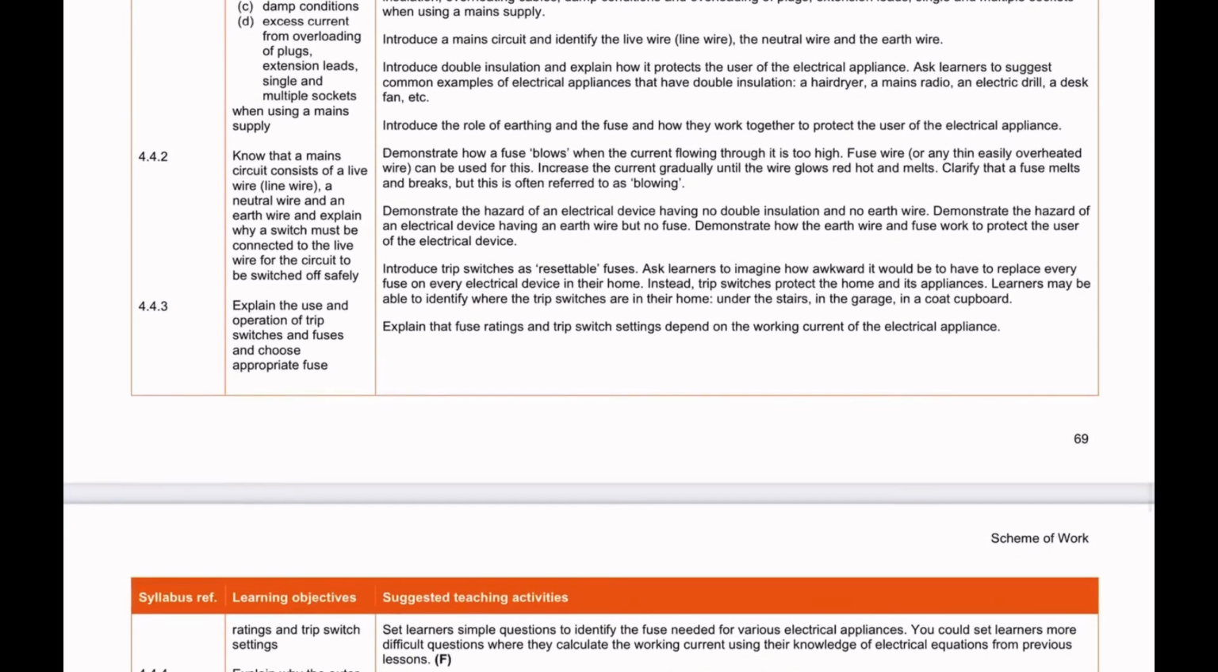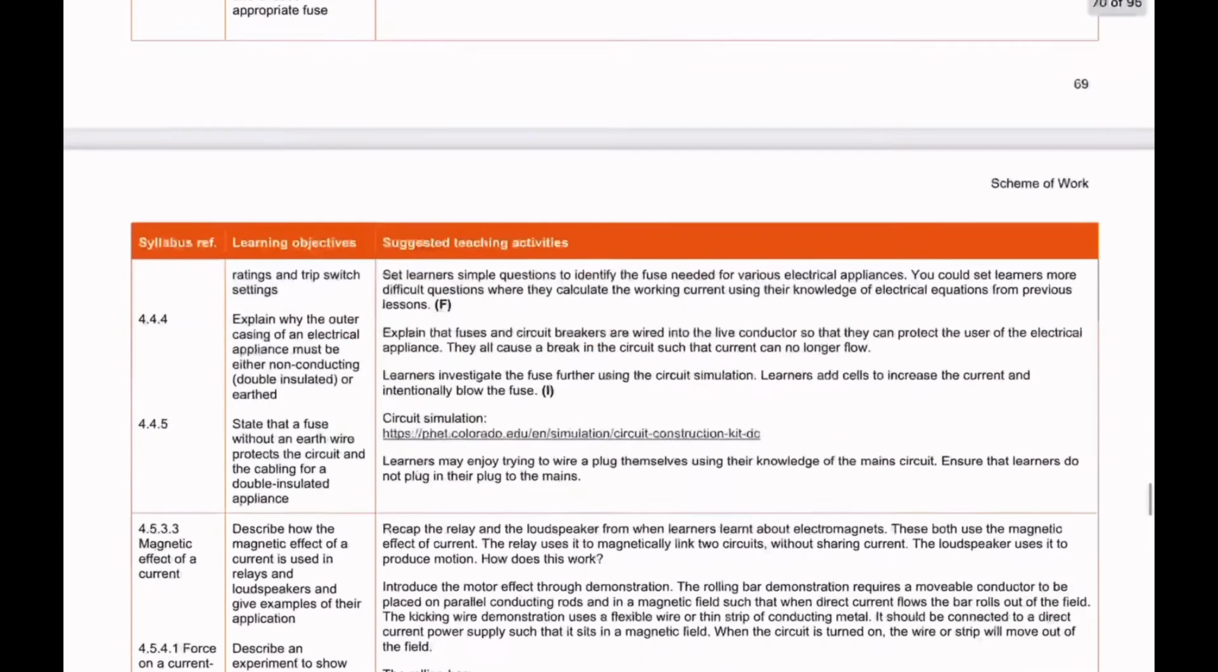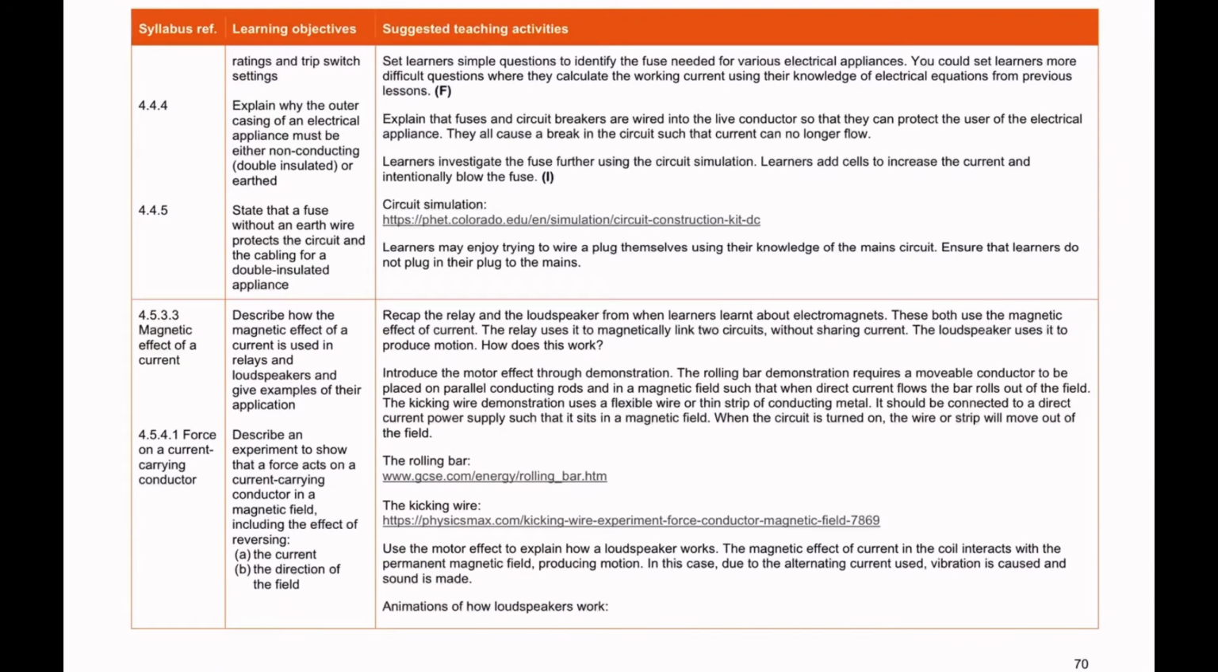Explain and use the operation of trip switches and fuses and choose appropriate fuse ratings and trip switch settings. Explain why the outer casing of an electric appliance might be either non-conducting, double insulated, or earthed. State that a fuse without an earth wire protects the circuit and the cable for a double insulated appliance. Key concept 4.5.3.3 Magnetic effect of a current and force on a current-carrying conductor. Learning objectives. Describe how the magnetic effect of a current is used in relays and loudspeakers and give examples of their application.